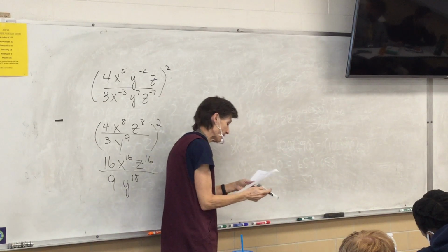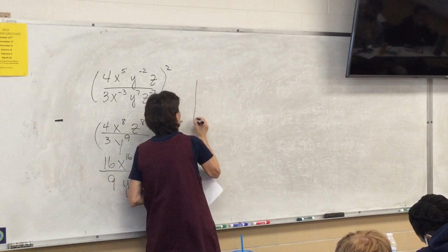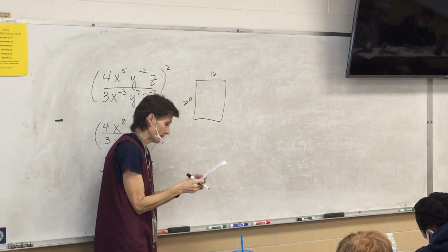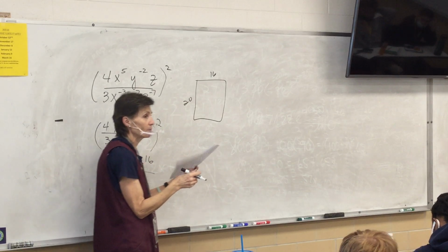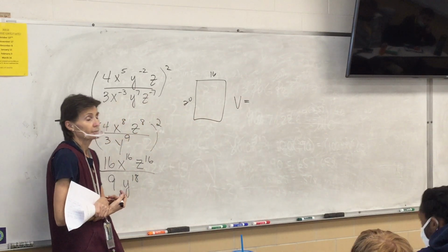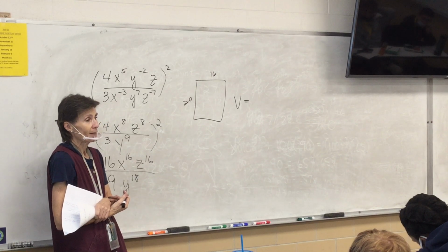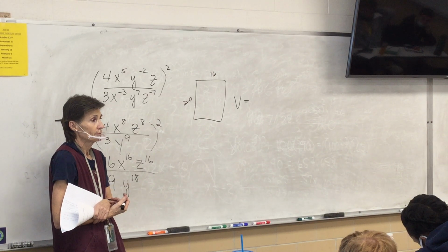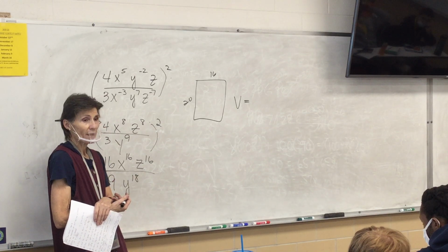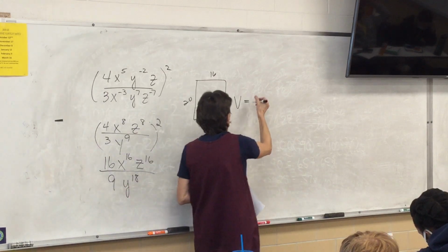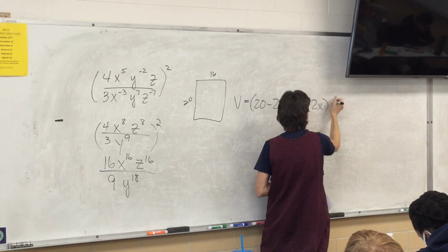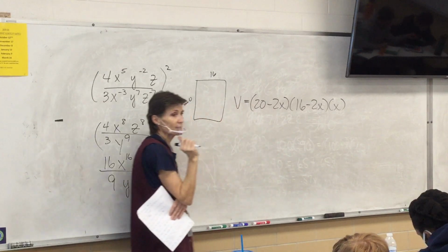Okay, now we have our infamous box problem. Write the equation for the volume of the box. Who remembers what the volume of the box is going to look like if the paper's 20 by 16? Okay, it's bad news. All right, Ty, go ahead. Parenthesis 20 minus 2x, 16 minus 2x, times x. That's the way it is every time.